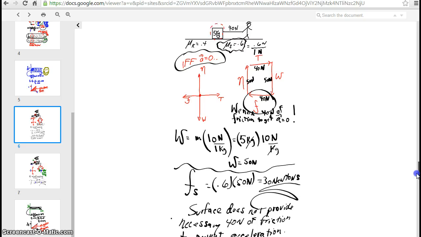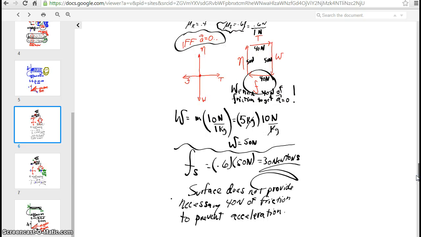And there you go. And it says here, the surface does not provide the necessary 40 newtons of friction to prevent acceleration. That's the static friction, the one I was explaining a while ago.